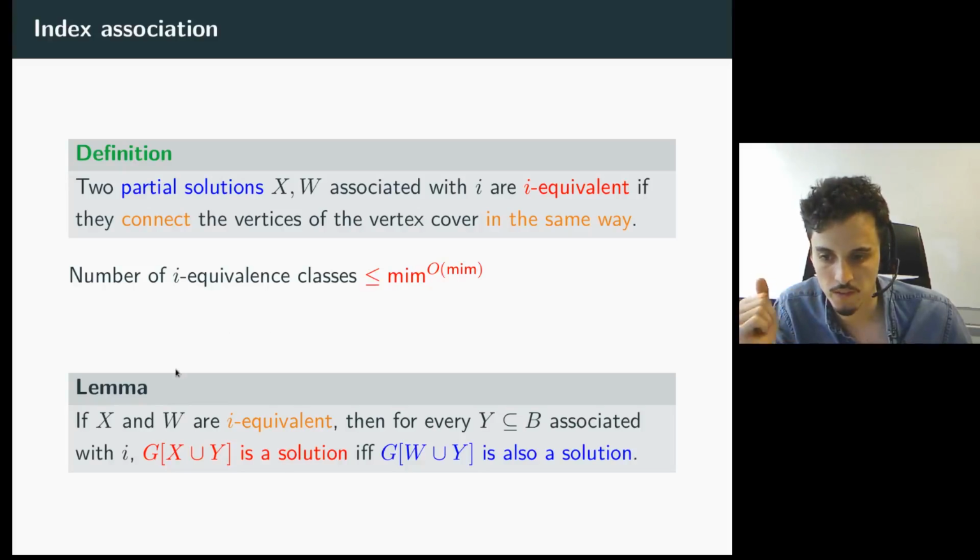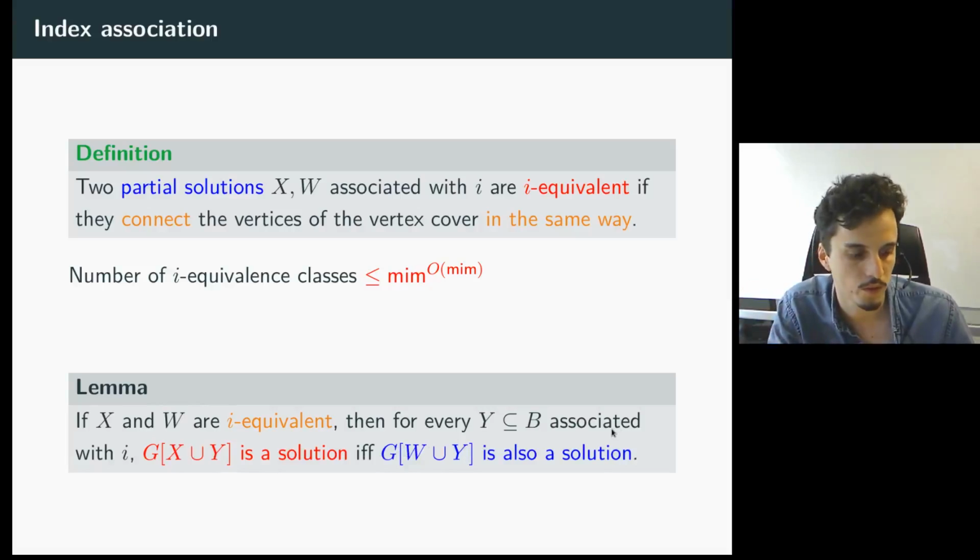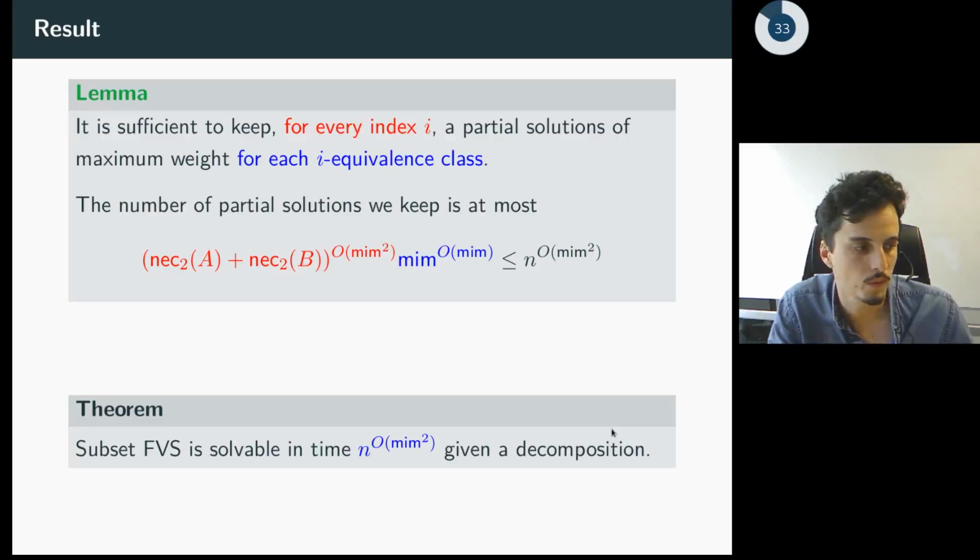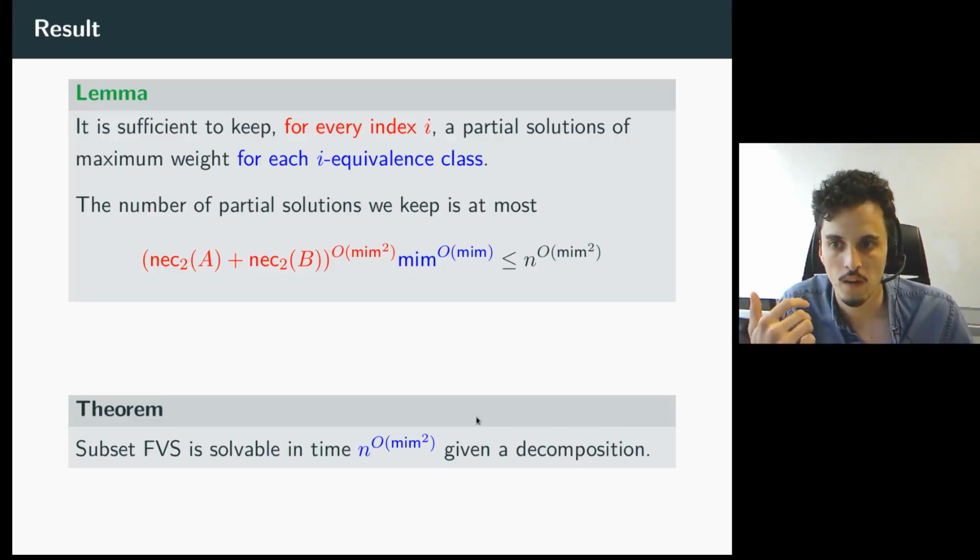And what we prove next is that if two partial solutions are I-equivalent, then for every Y associated with I, X union Y is a solution if and only if W union Y is also a solution. So there is an equivalence between partial solutions, and we prove that it is sufficient to keep, for every index I, a partial solution of maximum weight for each I-equivalence class.